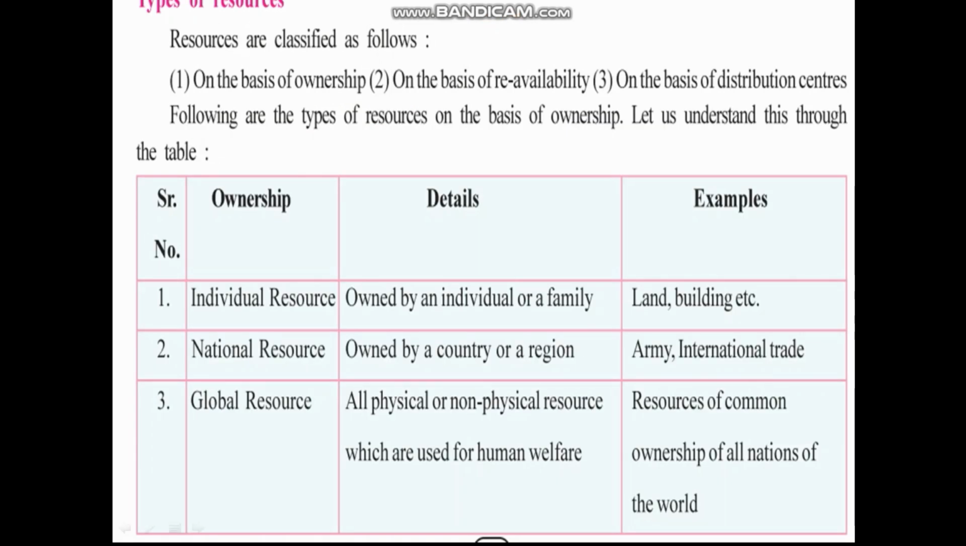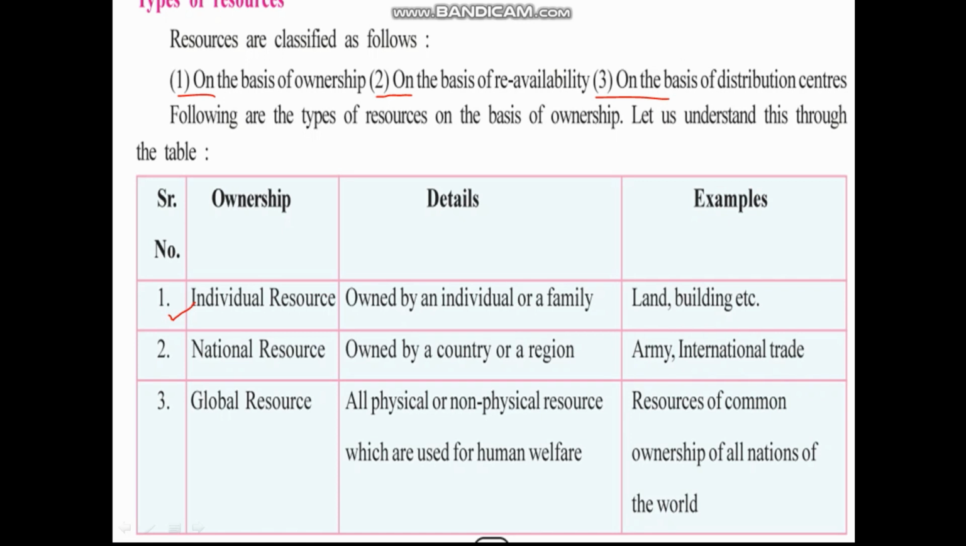Types of resources. Resources are classified as follows: first, on the basis of ownership; second, on the basis of availability; and third, on the basis of distribution. Following are the types of resources on the basis of ownership. Let us understand this through a table. The first is individual resource, that is owned by an individual or a family. Land, building, etc. The house that you live in belongs to you and no one can come in and start living there, so that is an individual resource. A farmhouse, suppose you have a farm, or any building that you have, is termed as an individual resource.